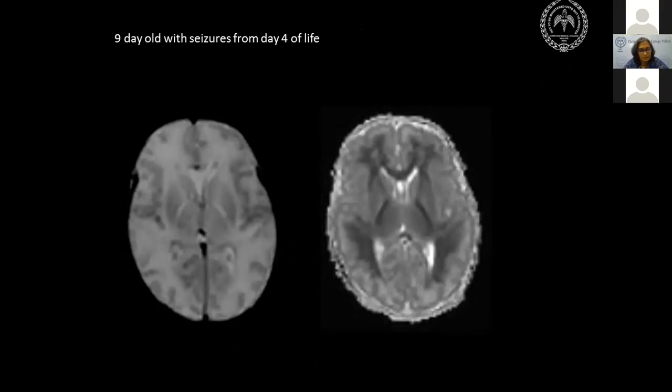This was again a 9-day-old infant with seizures from day 4 of life, showing extensive diffusion restriction in the white matter. So this was thought to be a metabolic disorder, and further workup was recommended.